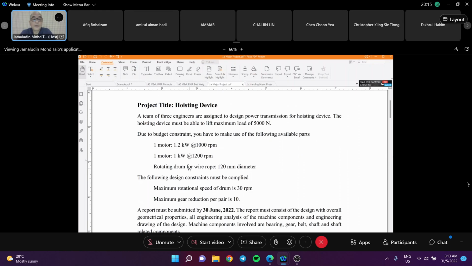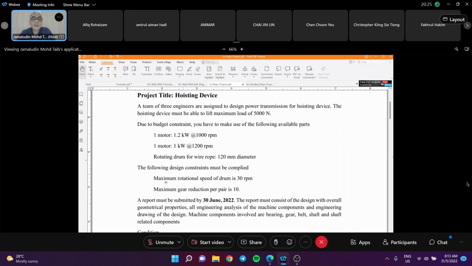There is an existing rotating drum for the power rope. The rope is 120 millimeter diameter. The following design constraints must be complied with. This is a constraint set by the company. The maximum rotation speed of the drum cannot go more than 30 RPM. That means it can go lower than 30 RPM.